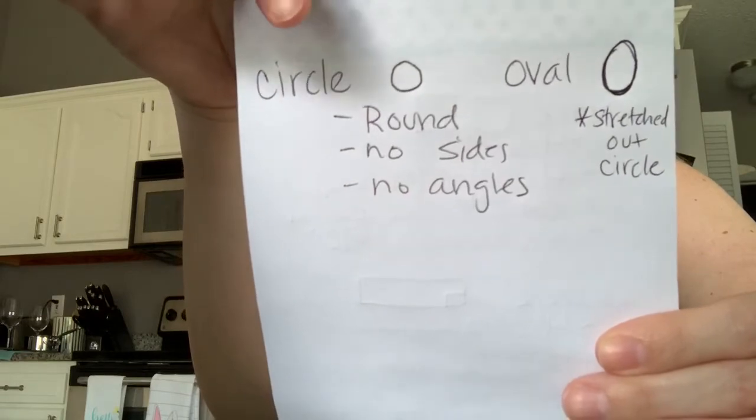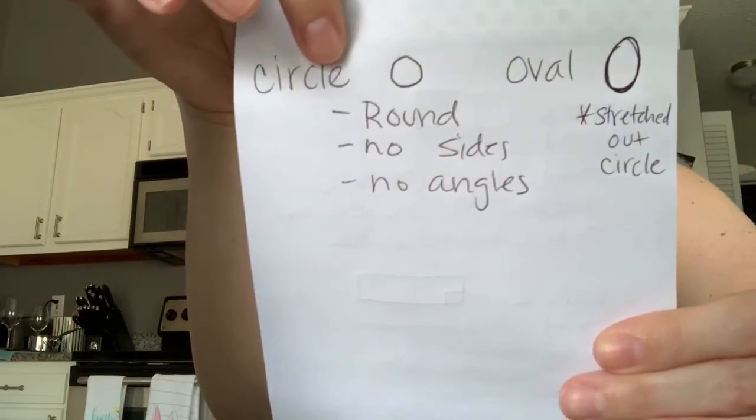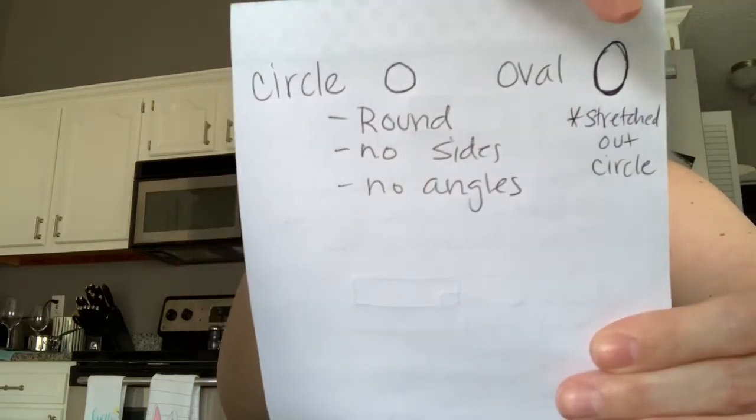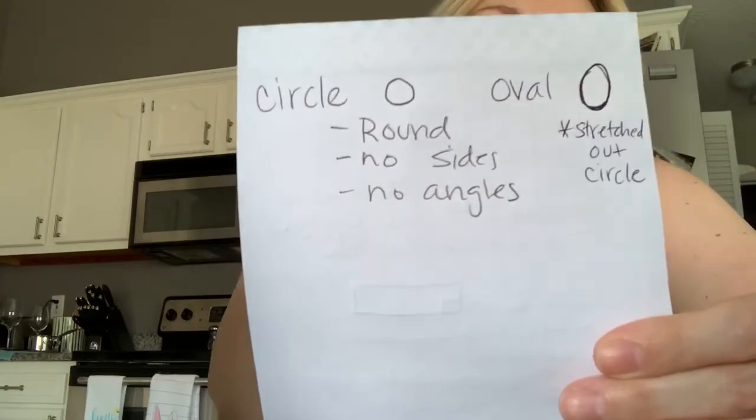Kind of similar to a square and a rectangle. Square is perfect, just like the circle, but the rectangle is a stretched out square, whereas the oval is a stretched out circle. Okay, now let's get to some other shapes.